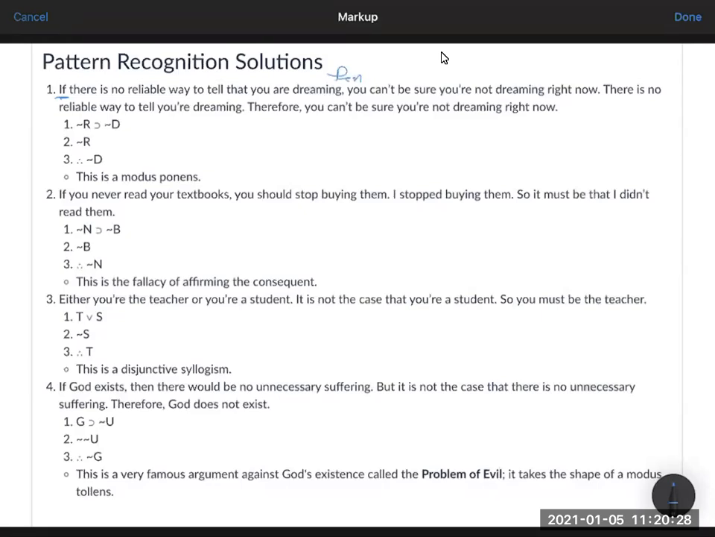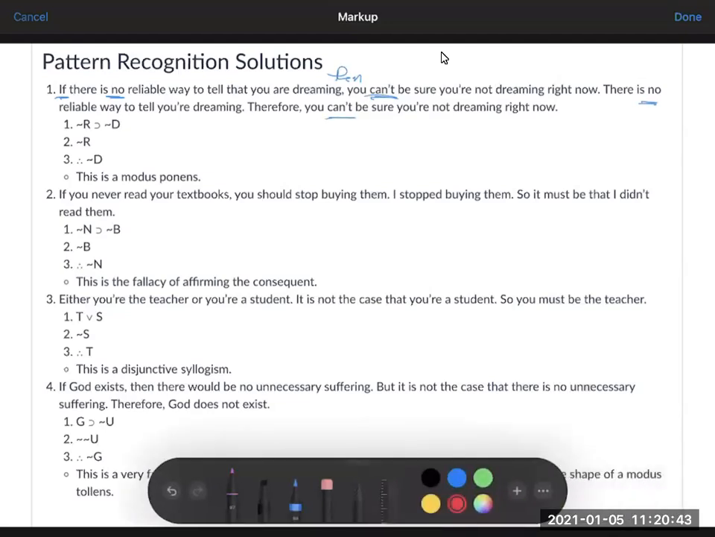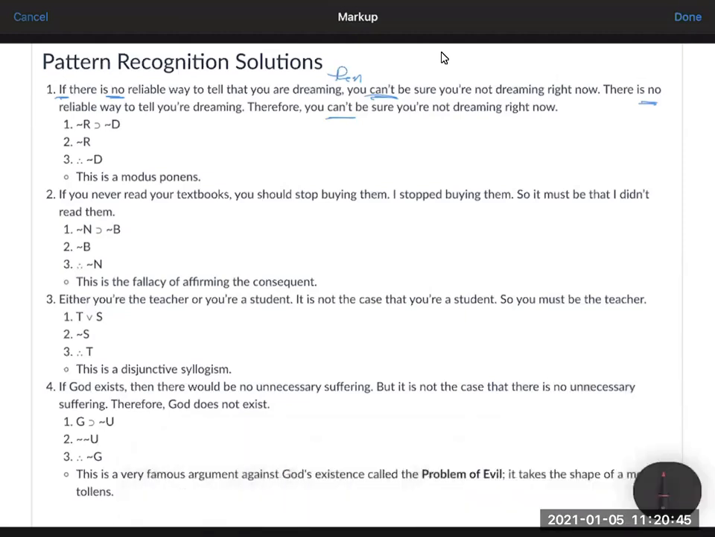I also need to stress that no is a logical indicator word. So there's a not right there. Here's another no. Not. So this is kind of the first step in isolating the propositions that we're working with. So, reliable way to tell that you're dreaming. There it is again, reliable way to tell that you're dreaming.